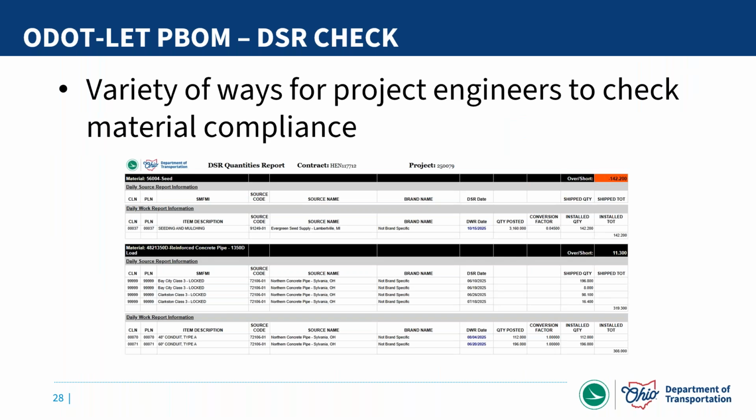This is one of the ways that they check. They use this DSR quantities report that can be found in the CMRS portal. It is just a check to see if the shipped materials match the actual placed materials that have been paid for in the daily work report.